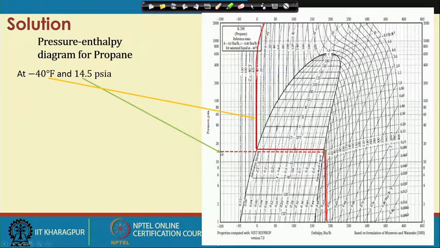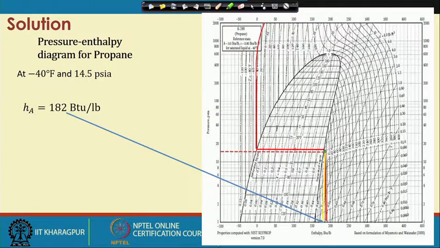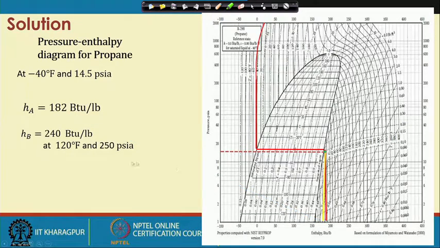From this we find the value, and here we get the value of HA as this value. We are reading from the enthalpy, from the x axis. So, this is the value of HA, and then we have the HB value. This is again coming from 120 degree Fahrenheit and 250 psia. Here this is the line for 120 degree Fahrenheit, and the 250 psia will be somewhere over here. From somewhere here we are reading the value of H again from the x axis.